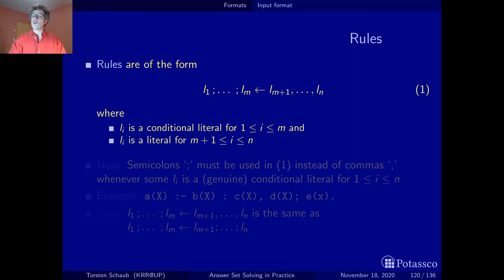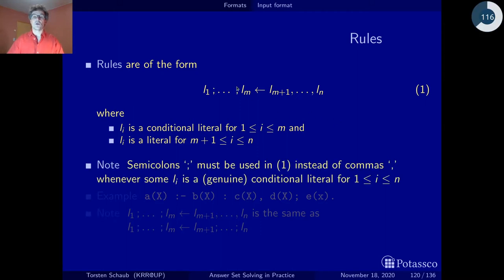So for instance, you are allowed to use semicolons also here instead of commas, in particular when one of these literals here is a conditional literal. Why that? Well, look at the example, and then I'd say it becomes crystal clear. So here we have a rule, and this rule has two literals in the body. The first one is a conditional literal, b of x if c of x and d of x. So this is one literal, this is a conditional literal. And this is the second one, e of x.